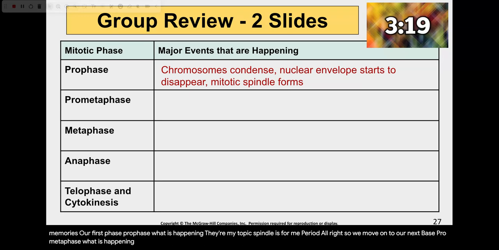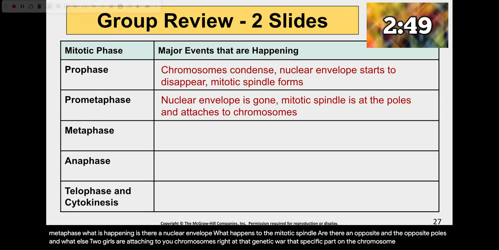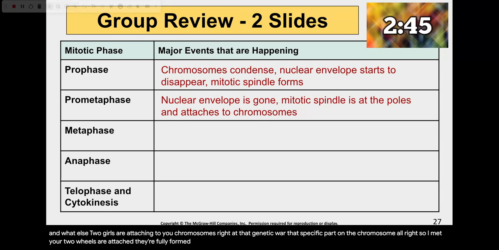What is happening? Is there a nuclear envelope? No, nuclear envelope is completely gone. What happens to the mitotic spindle? Opposite poles. Yeah, they're at opposite ends, opposite poles, and what else? Yes, and the microtubules are attaching to the chromosomes, right, at that kinetochore, that specific part on the chromosome. All right, so our microtubules are attached, they're fully formed, they're at the poles.